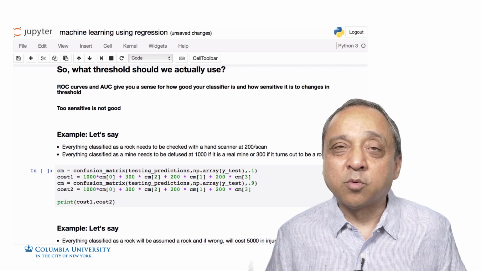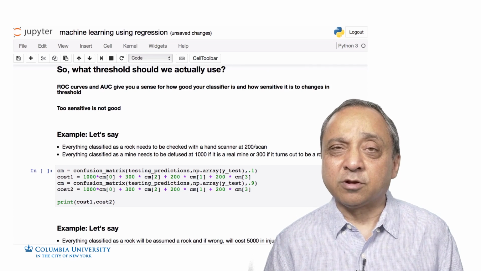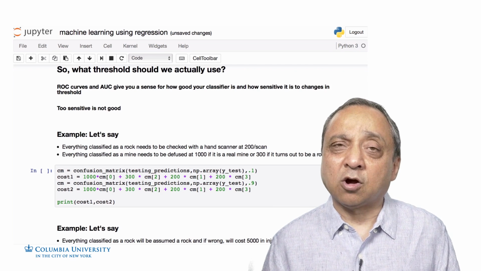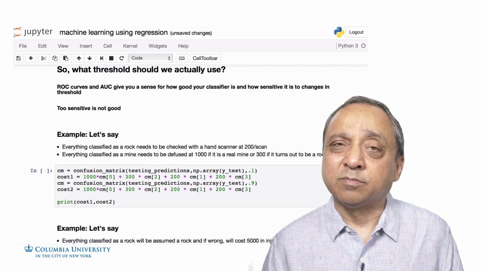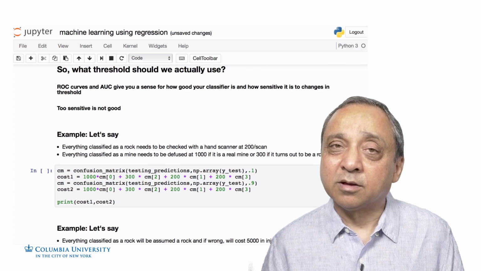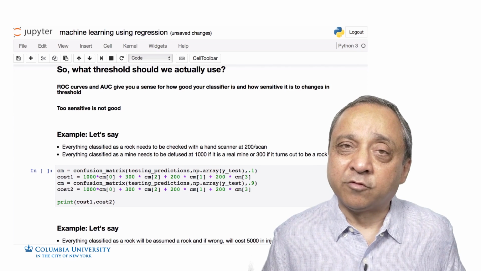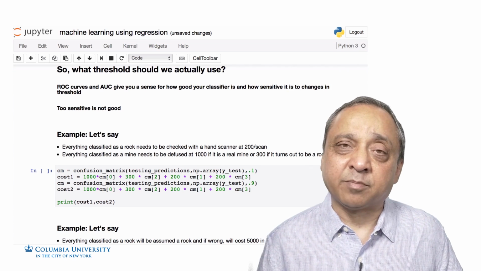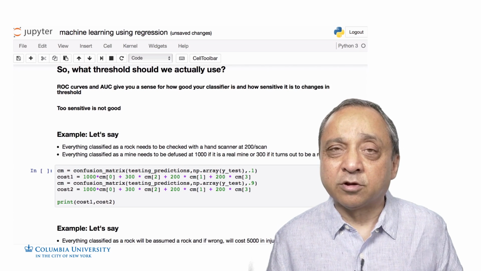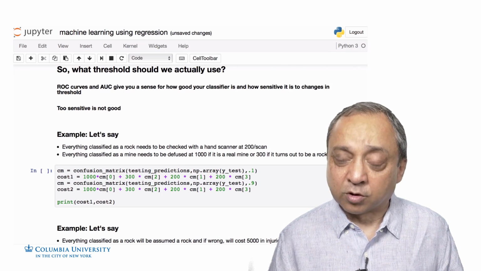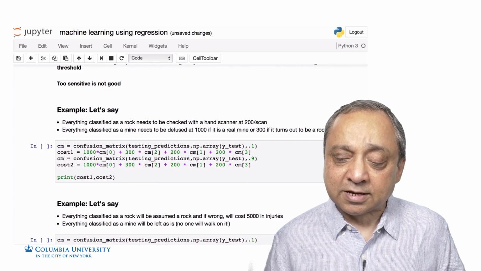So generally what you want to do is look back into the domain and try to figure out what the cost of picking a particular threshold is going to be. In other words, what is the cost of the true positive rate versus the false positive rate, precision versus recall, depending on your model. That is the most important thing here. So let's take an example.